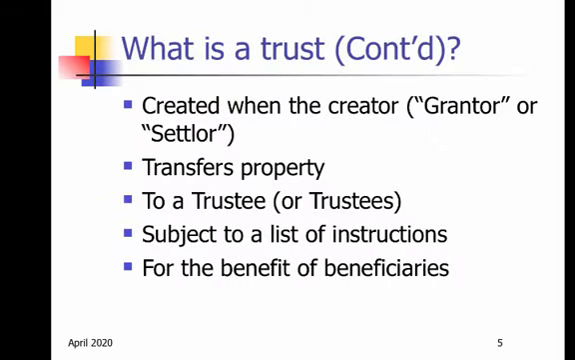A trust is created when the creator of the trust, usually called a grantor or a settlor, transfers property to a trustee, and the trustee takes possession of the property, agreeing to follow the set of instructions that the grantor of the trust gives to the trustee at the time.